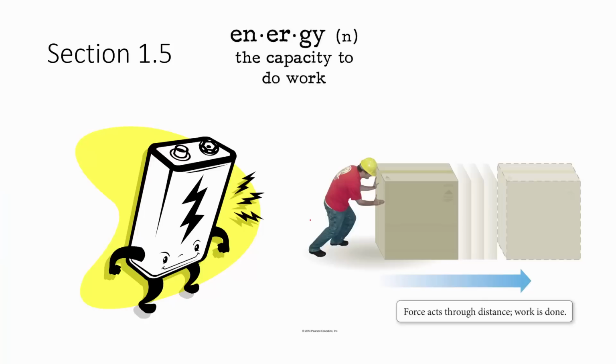Section 1.5 is about energy, and we are going to talk about this for an entire chapter or more later on in the semester, but for right now, we're just going to talk about it a little bit more briefly. So the first thing we want to do is define what we mean by energy, and in this case we mean the capacity to do work.